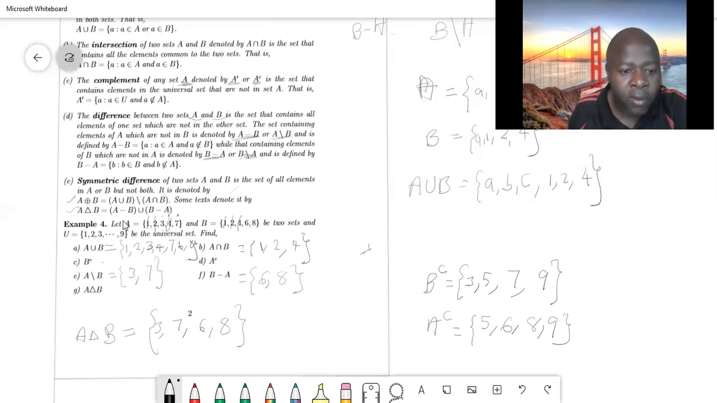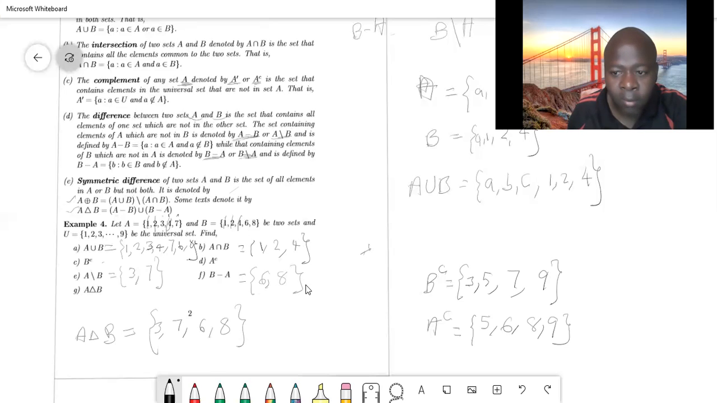What about if I use this other formula, A minus B union B minus A? A minus B is here, and B minus A is here. So the union of these two will give us this. Again, we can see that these two formulas agree. So you can use either of these two formulas while getting the symmetric difference.